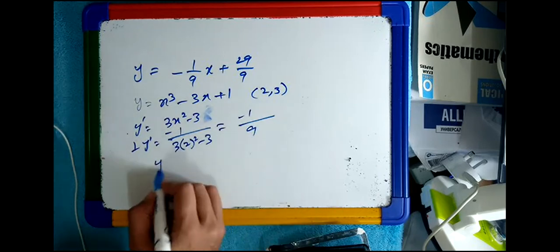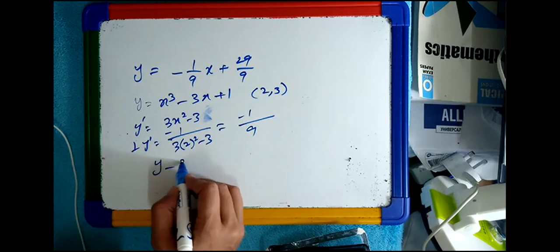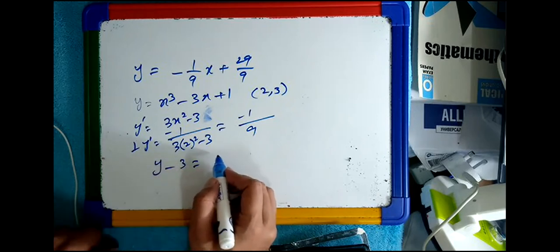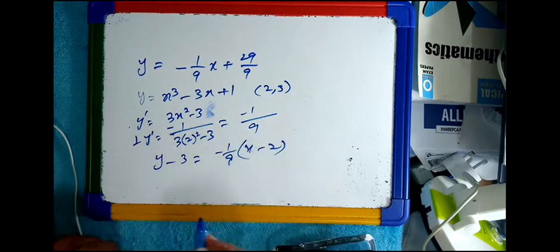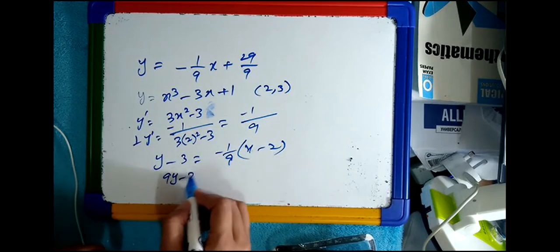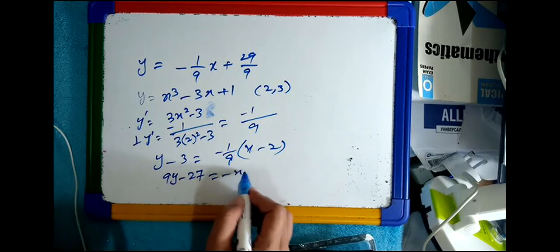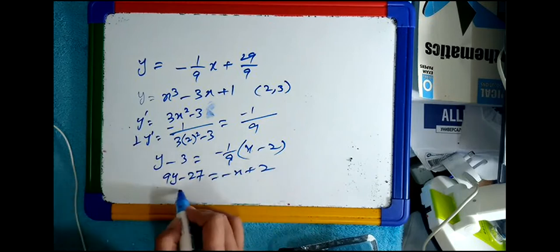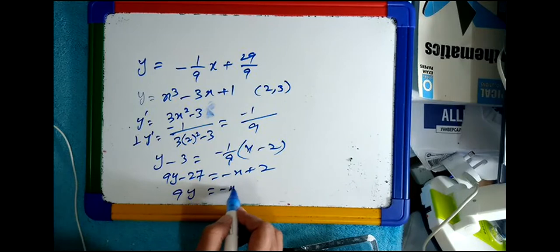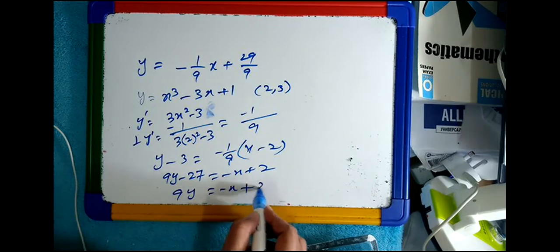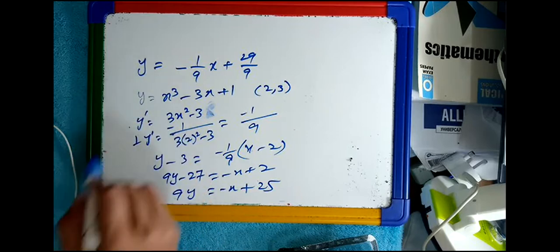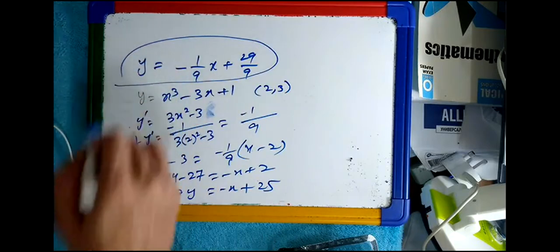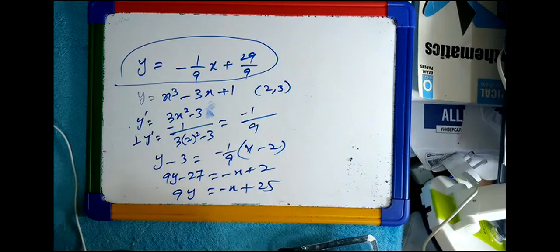This time you are careful. y minus 3 equals minus 1 over 9 times x minus 2. So 9y minus 27 equals minus x plus 2. So 9y equals minus x plus 25. Tell me, why is your answer 29 in the end?